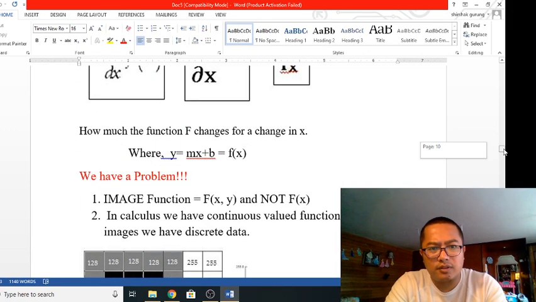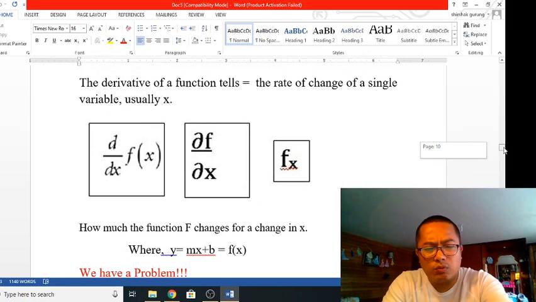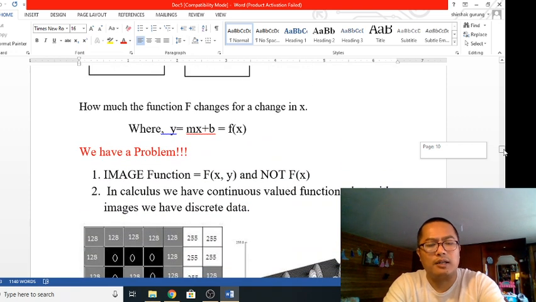What's the problem? Calculus tells us that the derivative tells you the rate of change of a single variable. But our image is not a single-variable function. It is a two-variable function. It is not f(x), it is f(x, y).